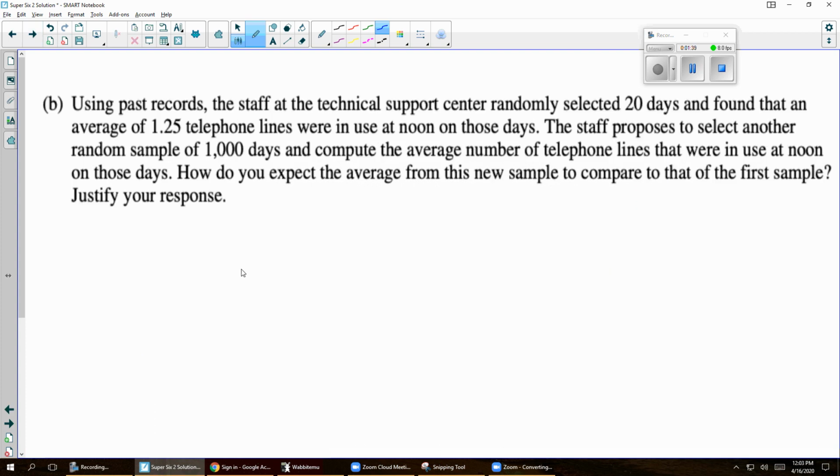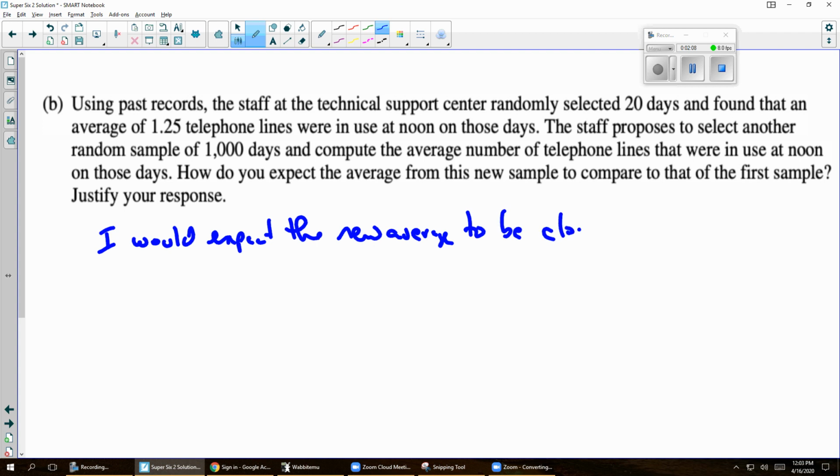Question number 2 says, using past records, we selected 20 random days and found an average of 1.25 lines. What if instead we looked at 1,000 days and found the average there? How would you expect the new average to compare to the first sample? So I would expect the new average, or the average of the new sample, to be closer to the true value of 1.6.